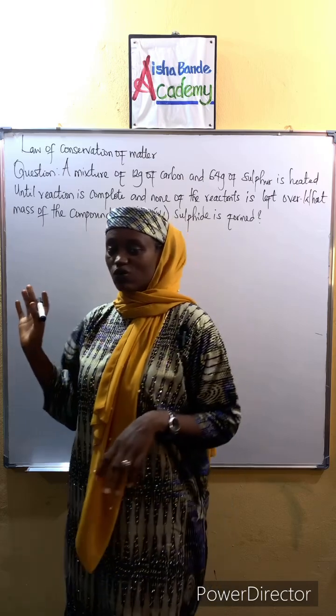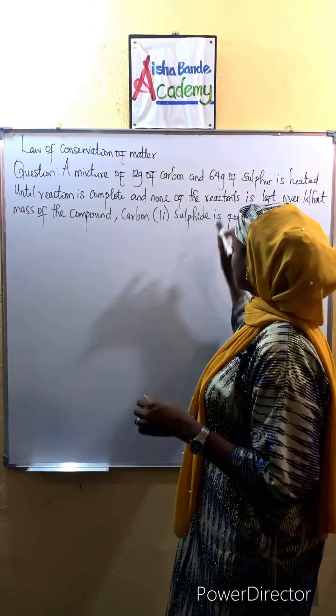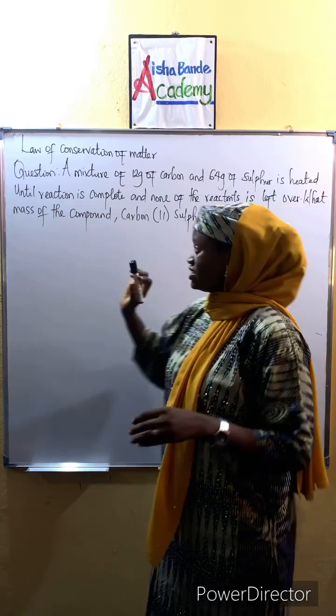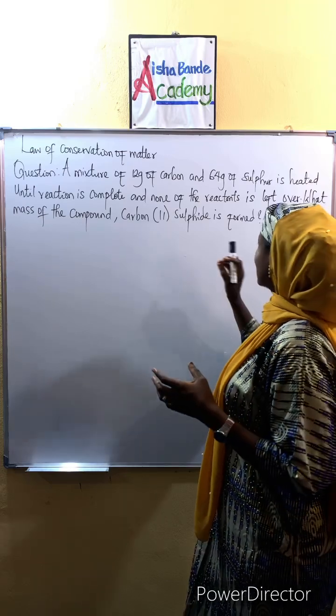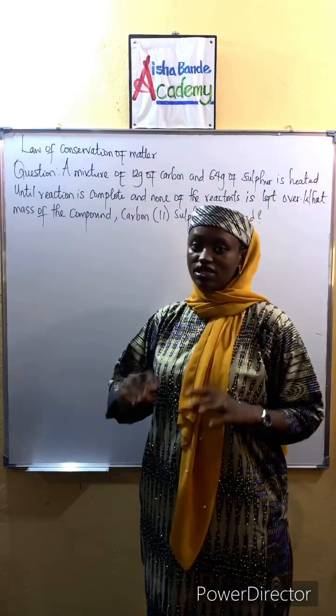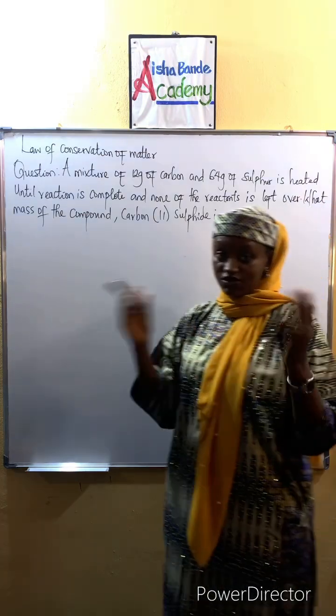So let's solve the question, which reads that a mixture of 12 grams of carbon and 64 grams of sulfur is heated until reaction is complete and none of the reactant is left over. So we have to calculate the mass of the compound, which is carbon 2 sulfide, which has been formed.